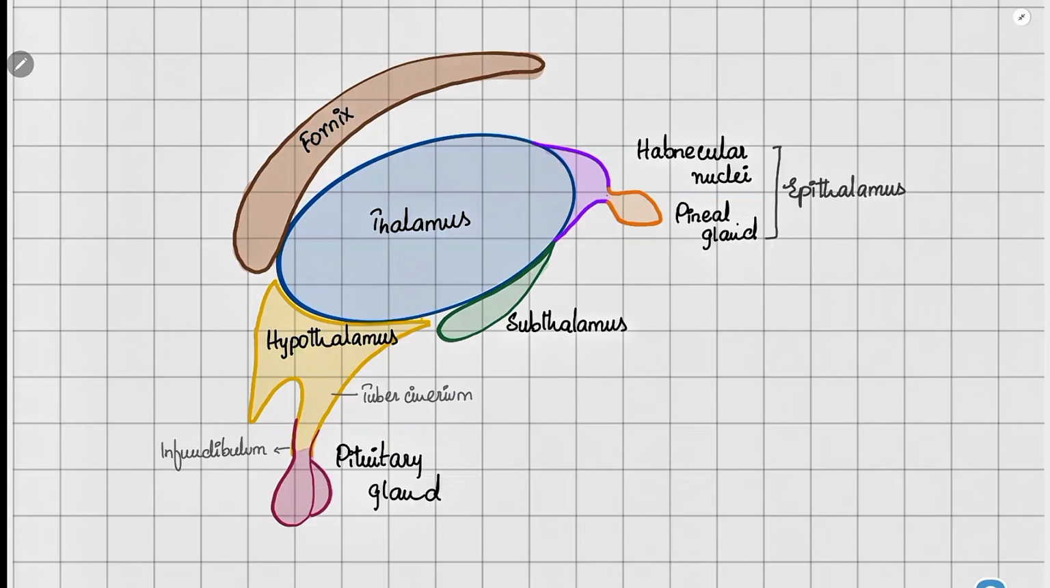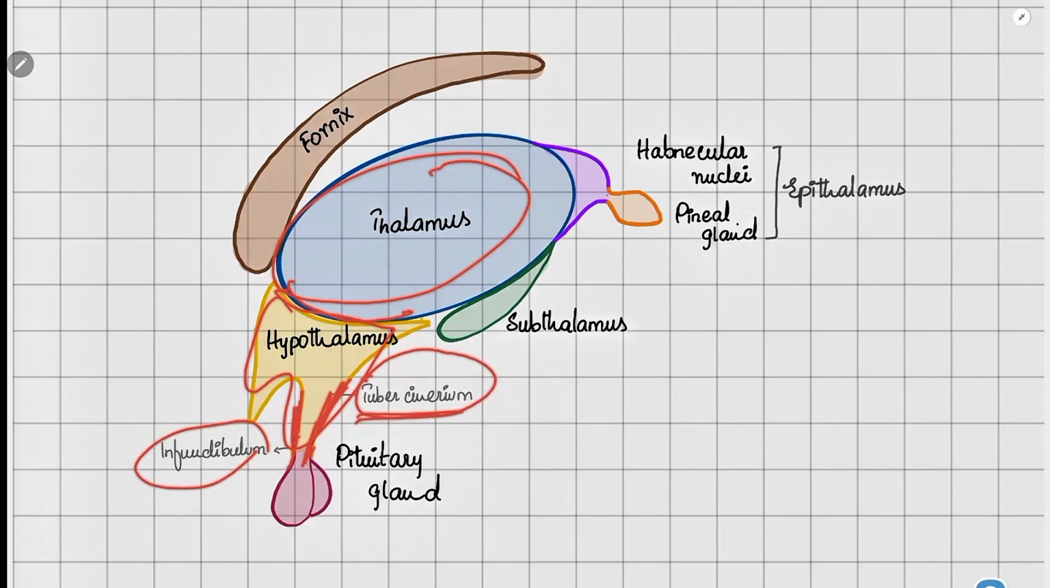This is a summary of the diencephalon. You can observe the thalamus, and the hypothalamus lying below the thalamus. The hypothalamus narrows down into a funnel-shaped tube, the tuber cinereum. The tuber cinereum narrows and forms the infundibulum and the pituitary gland.